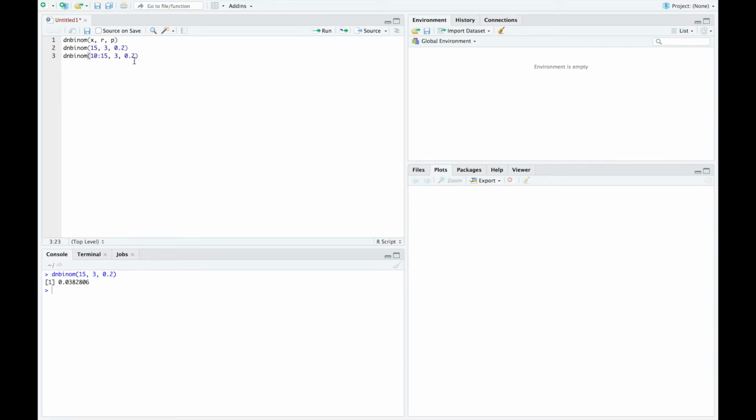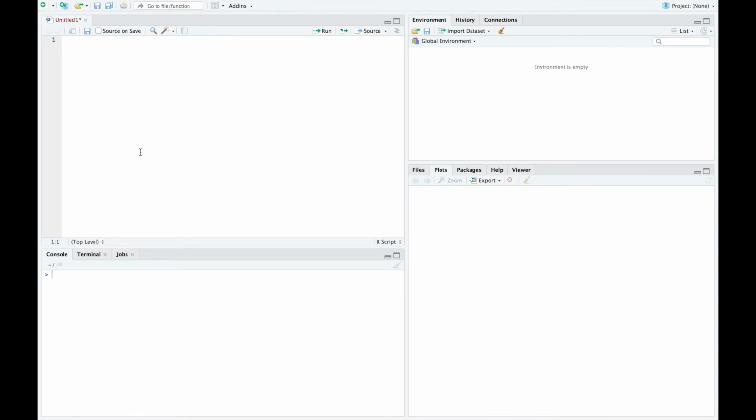We could also do a range. Here I want the negative binomial distribution. This time I'm going to let x be between 10 and 15, so I want the third success to happen somewhere between the 10th and 15th trial. And if we run this, we get the probability that it happens in the 10th, 11th, 12th, 13th, 14th, and 15th. I can then use the sum command of that sequence of negative binomials, and it'll add it together to give me a probability of 0.287 that the third success is going to happen between the 10th and 15th trials.